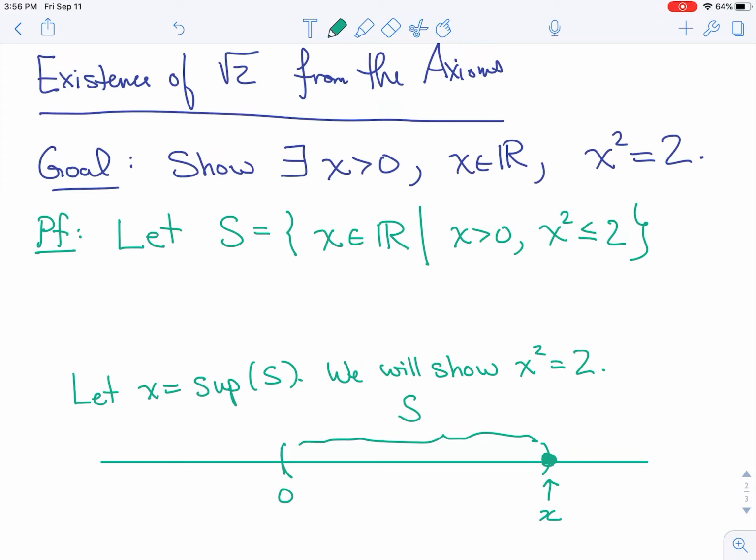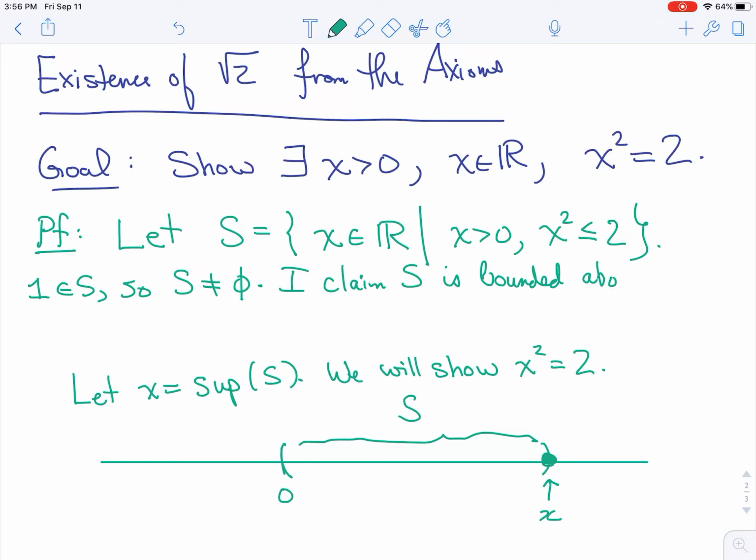And why is that supremum a real number? Well, we're going to have to show that this set is non-empty and bounded above. Right? So first of all, we already checked that 1 is in S. So S is non-empty. And I claim that S is bounded above by, let's say, 10.